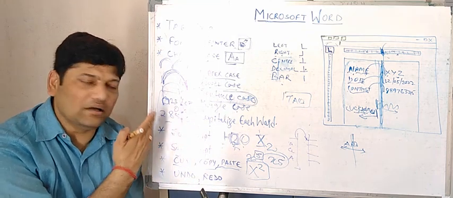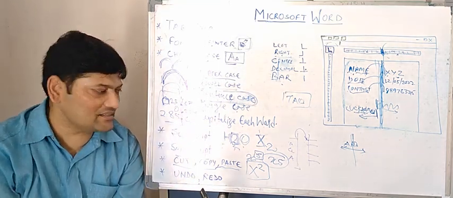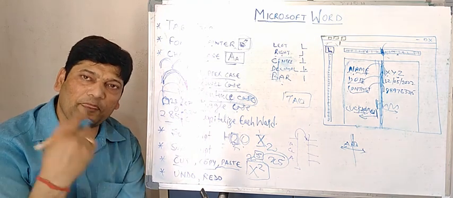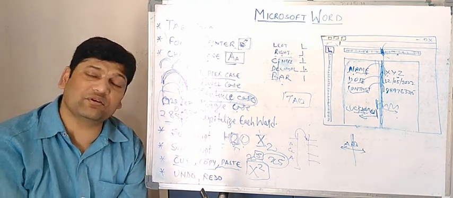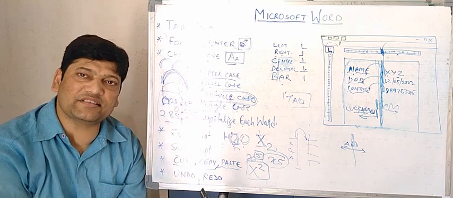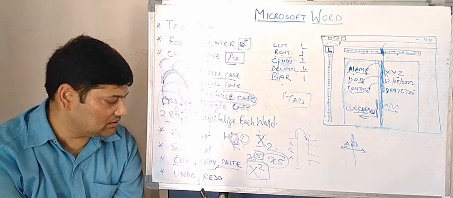And for making multiple copies, that is copying, we have to click on Ctrl C and Ctrl V.